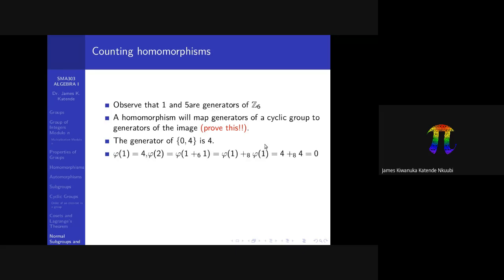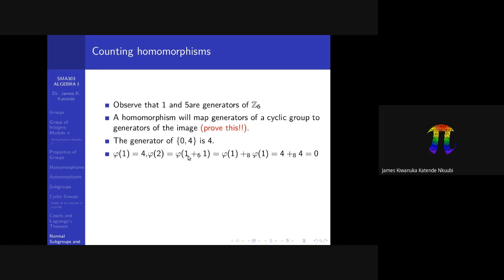So what we'll do is we will send 1 to 4 and use the assumption that this is a homomorphism. So if you send 1 to 4, we can find the image of 2 as the image of 1 plus 1. Remember, this is addition modulo 6. So I've just put 6 here to show that the addition here is in Z6.